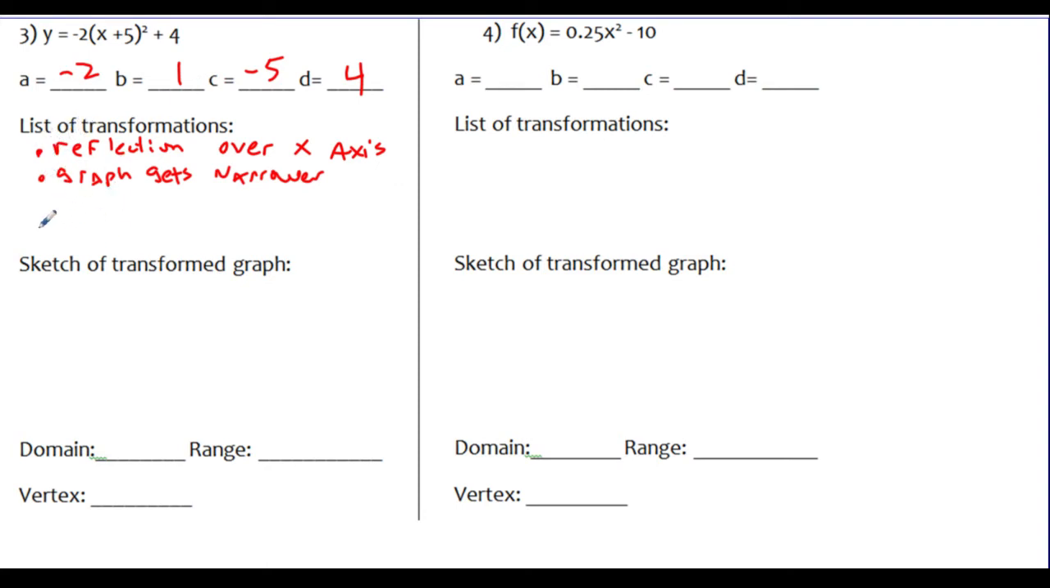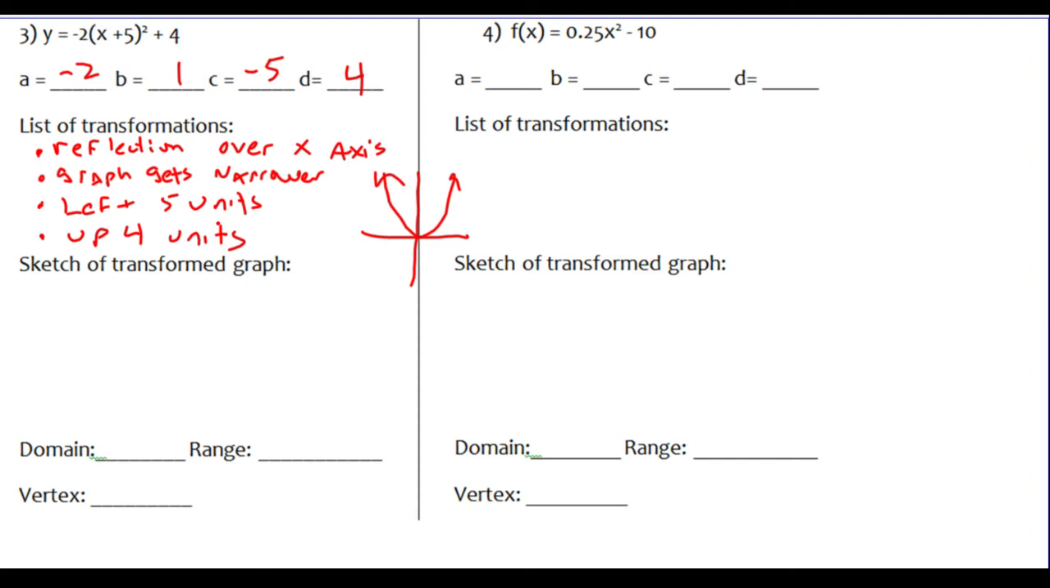Okay, my C value is going to move it to the left 5 units. And my D value is going to move it up 4 units. Okay, so if you remember, I'll just draw it right in here. Our parent function is just right at the origin, and then it turns around. It opens up. So what we're doing is transforming this by using this list.